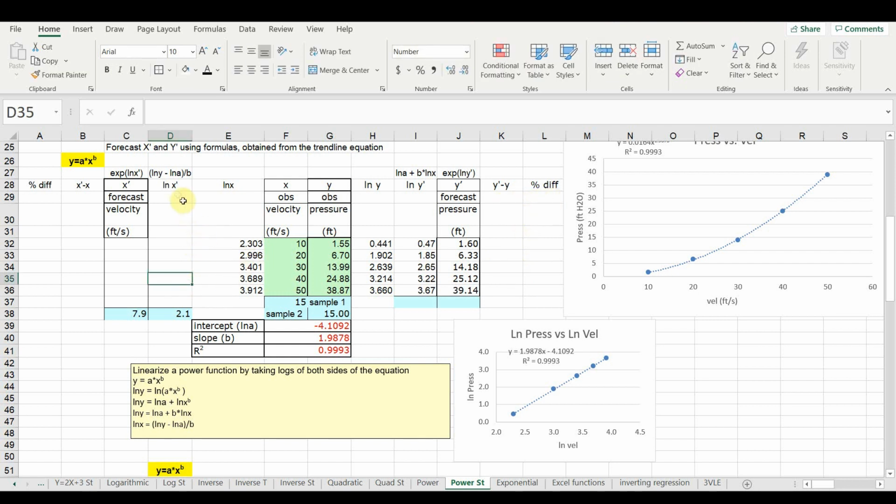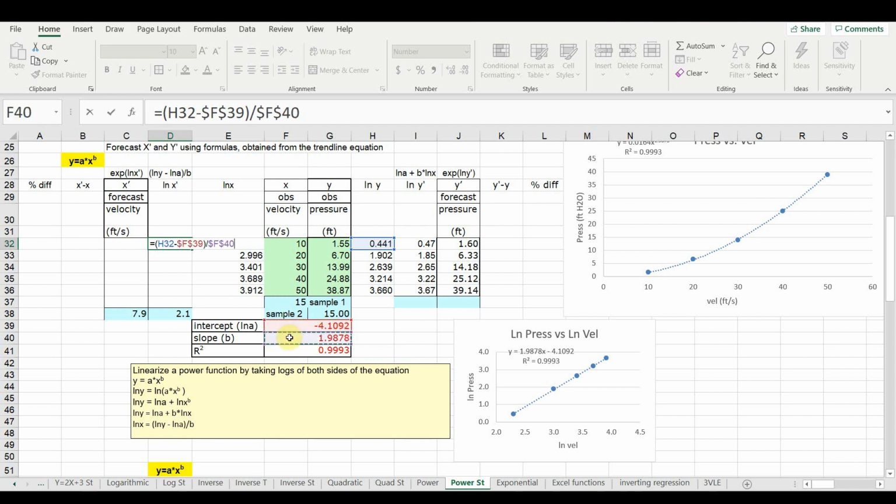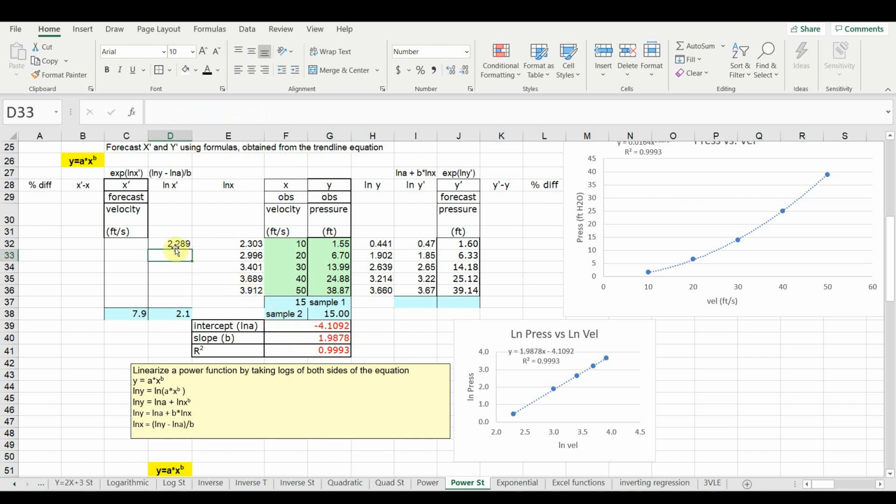Let's forecast our ln x prime values. There'll be ln of x is equal to ln of y minus the ln of a, divided by b. So that equals ln of y, over here, minus the ln of a, which will be a constant, so F4, close bracket, divided by the slope, F4, enter. 2.29 versus 2.3 looks reasonably close.